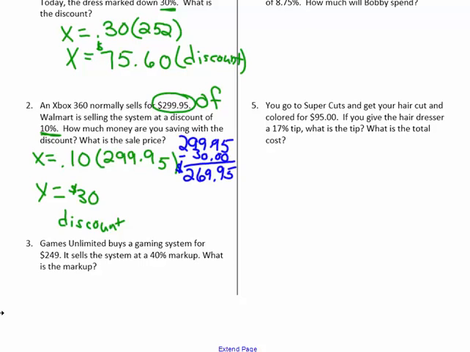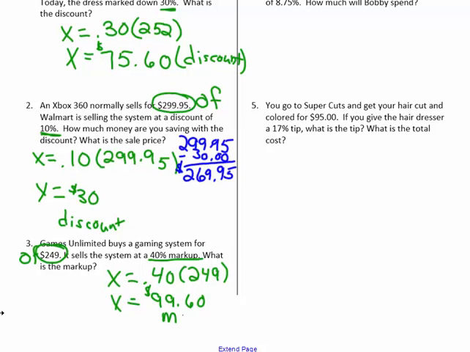So Games Unlimited buys a gaming system for $249. It sells the system at a 40% markup. So here's your original, your of. There's our percent. What is the markup? In other words, how much are they adding on to the price? Same problem here. So X equals 0.40 times 249. So 0.4 times 249 is $99.60. That's the markup. That's how much additional money they're charging. That's not how much the game system is going to sell it to you for. All right, we'll get to that part in a second.